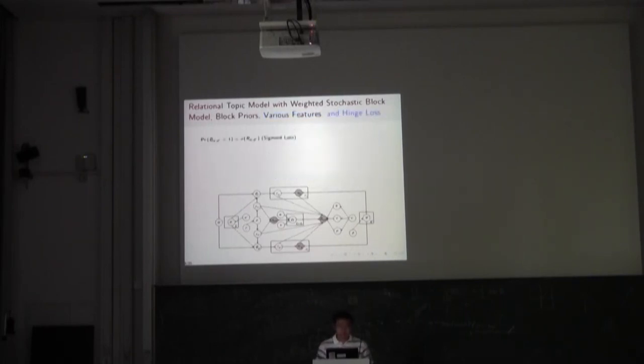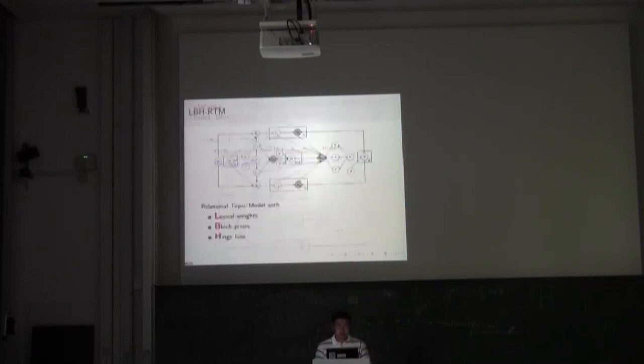But instead of using the sigmoid loss that was used in the relational topic model, we use a hinge loss function, because this hinge loss function is able to make more effective use of side information by inferring topics. Okay, so we name our model LBH-RTM, because this is a relational topic model with lexical weights, block priors, and hinge loss.